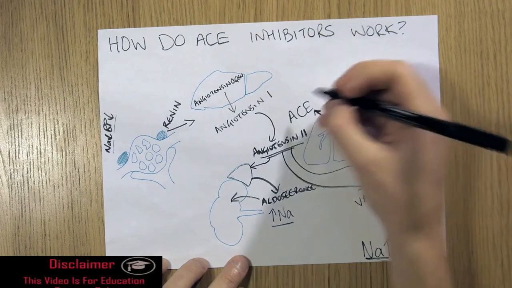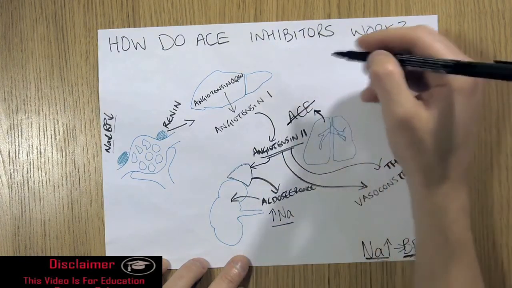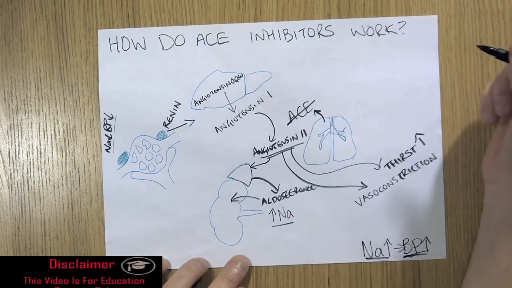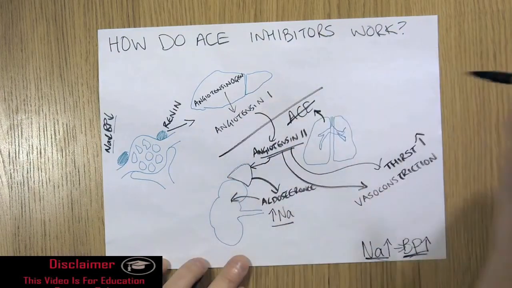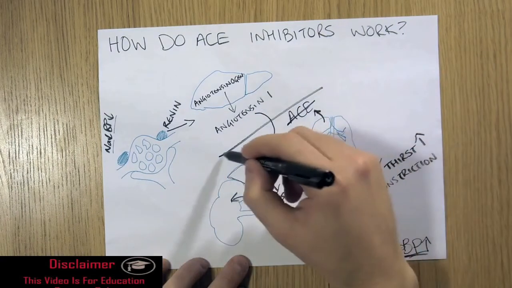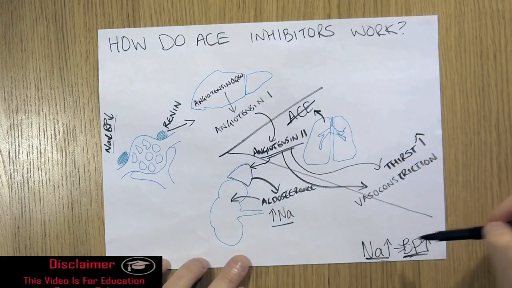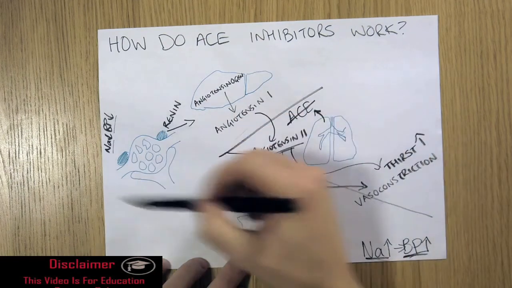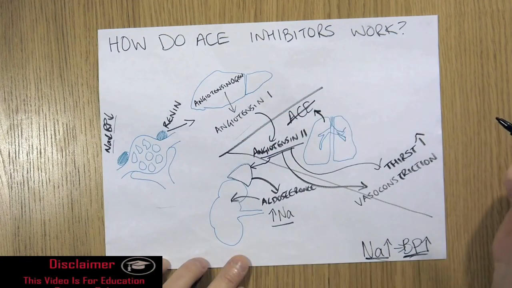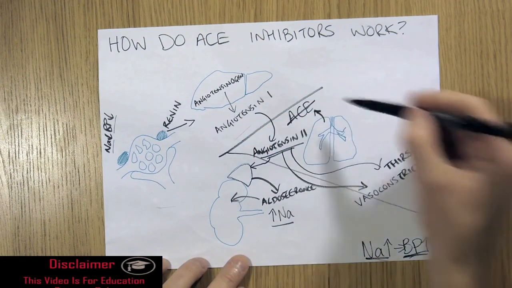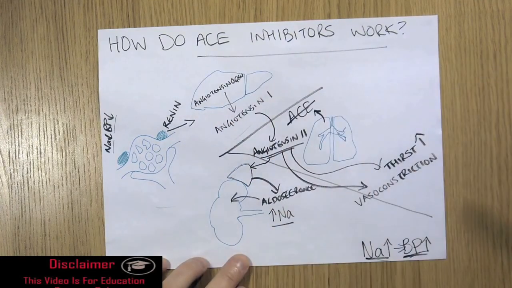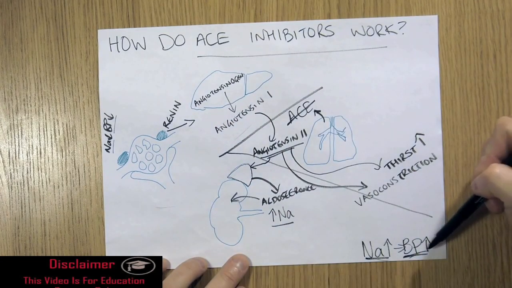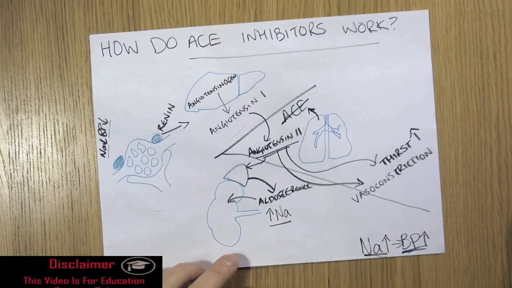So if we can block this system with the ACE inhibitors, you then block this pathway and you block all of this from happening, and so you don't get an increase in sodium, you don't get an increase in blood pressure. So you're just left with this system. And as a result, ACE inhibitors work to reduce your blood pressure and reduce your sodium. Simple as that.